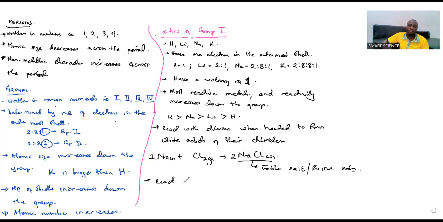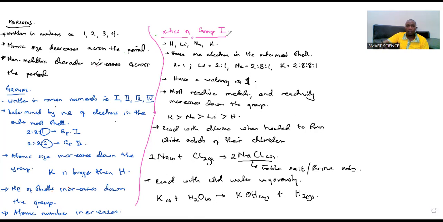These compounds, all these elements, react with cold water vigorously. So if I have my potassium, which is a solid, will react with cold water, which is a liquid, to form a basic solution of potassium hydroxide and hydrogen, which is a gas. Make sure that the equation is balancing.